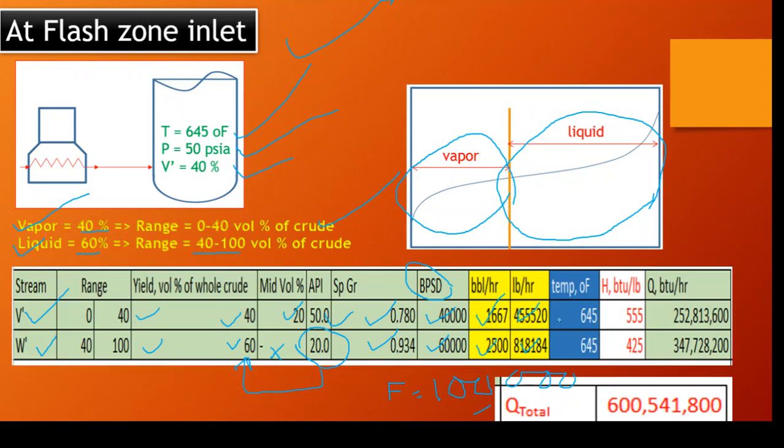Now come to temperature. As we discussed, we have found the temperature 645. So this 645 will be the temperature, whether it is the vapor phase or the liquid phase. Both have the same temperature, and with the help of the API and temperature we can find the enthalpy of the vapor and the enthalpy of the liquid. We multiply the enthalpy by the mass flow rate, and we get the total heat associated with the vapor phase and the total heat associated with the liquid phase. Then add these two values to get the total heat at the flash zone inlet. This is the amount of heat, in BTU per hour, at the flash zone inlet.